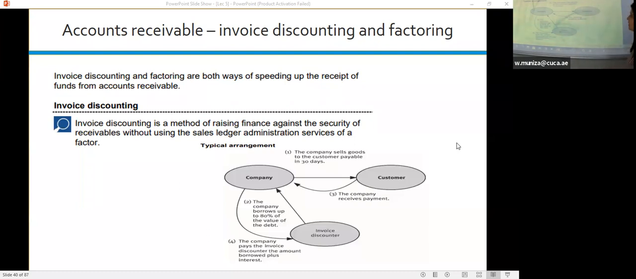So what this is: the company sells goods to the customer payable in 30 days. Then the company borrows up to 80% of the value of the debt. Up to 80% of the value of this amount the company can receive from the invoice discounter. Then the company receives the payment from the customer, and then the company pays the invoice discounter the amount borrowed plus interest. After receiving the amount from the customer, the company pays the discount amount and interest.